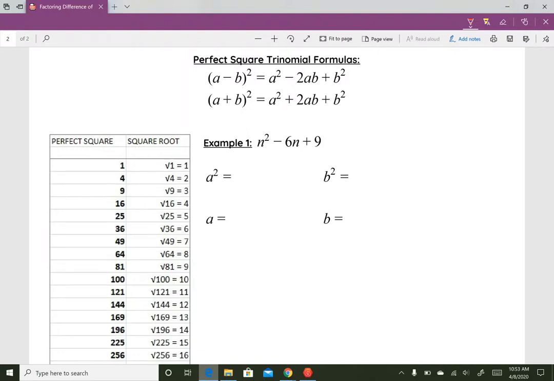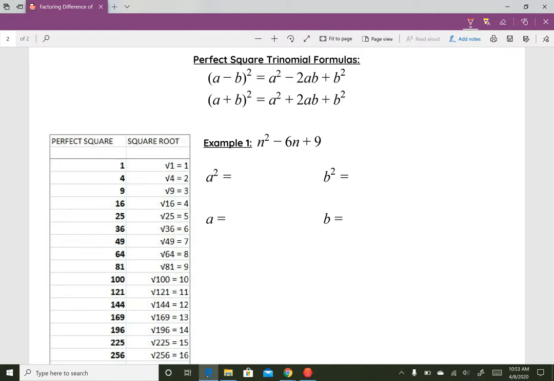We're going to be talking about perfect square trinomials. I'm going to go over a couple examples of these, and really what I want to do is break down these formulas. First of all, you'll notice we have two here. We have two separate ones because it all depends on what we're given. If we're given a minus sign in between the first two terms, we're going to use this first one. If we're given a plus sign, we're going to use the second one.